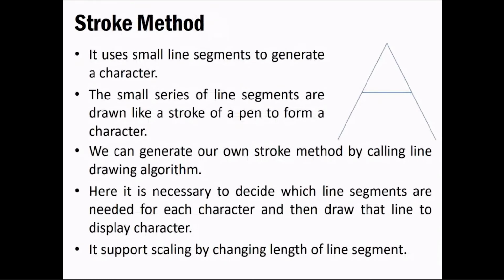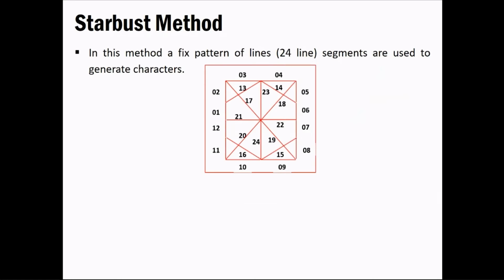Okay, it supports scaling by changing line length. This is one very good thing given over here as compared to the previous method that was storing the bit information. In that, you are not able to scale based on your own requirement. But over here you can do this because we are dealing with the line generation algorithm. Okay, so now we have one more thing, that is the starburst method.